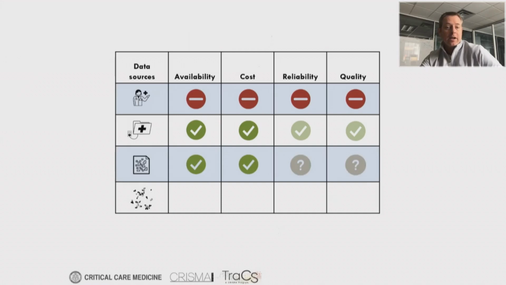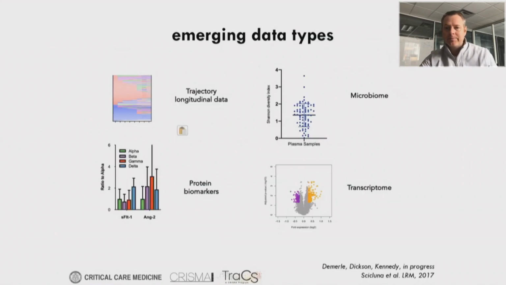And so again, unstructured data is certainly available. It's low cost, but my opinion is that it has uncertain reliability and quality as it relates to these models. And so I'll wrap up with just one slide about emerging data types. Diagnosing sepsis according to Sepsis 3 uses clinical data. But there is no doubt that at the front foot in our research community, folks are investigating longitudinal data streams, as we'll hear from future talks in this session, a variety of protein markers.